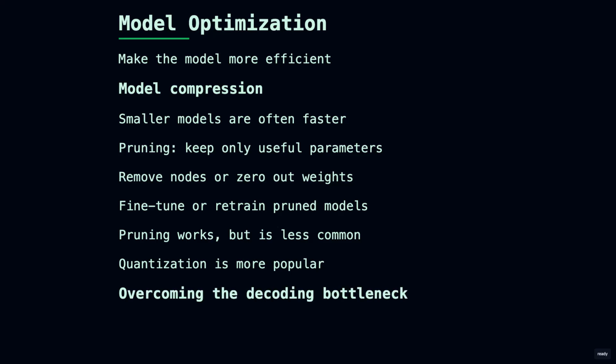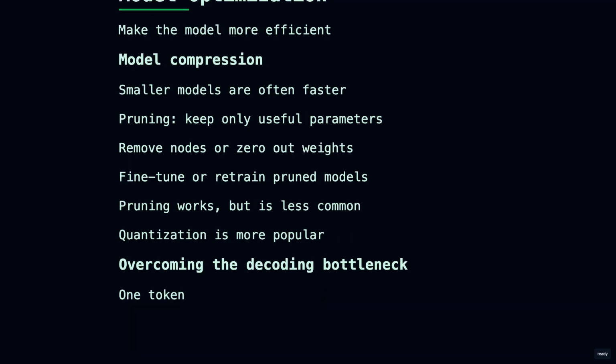Now we move from shrinking the model to speeding up generation. Autoregressive decoding is expensive because tokens are produced one at a time, so even small improvements can matter a lot. If each token takes 100 milliseconds, a 100-token response takes about 10 seconds. That is why output tokens are costly. Generation is sequential, and every extra token adds latency.